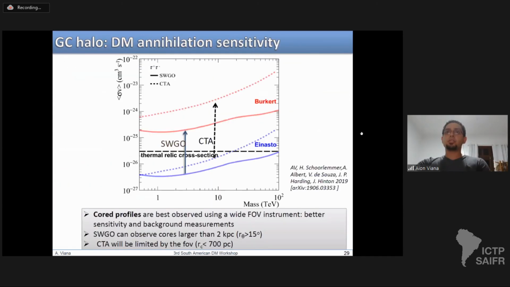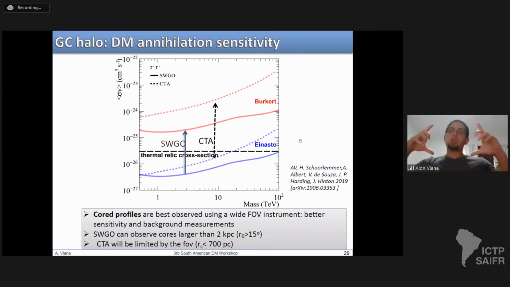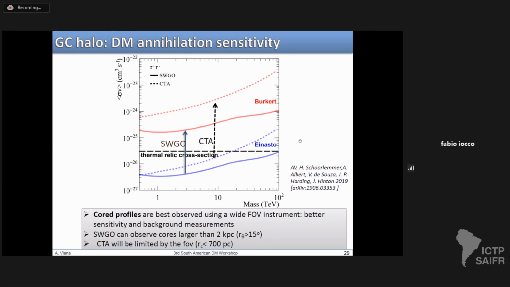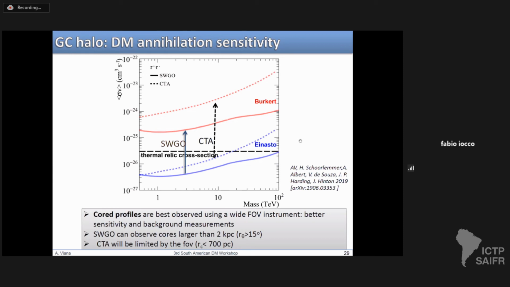So what exactly was not understood? We assume cores as large as 2 kpc. So what you're saying is that if you have something spikier than a core within 2 kpc, you will observe it. Yes, of course, because if we have a flat signal, we need to be able to measure the background, so we can't actually observe that. Okay, very good. Thank you very much.